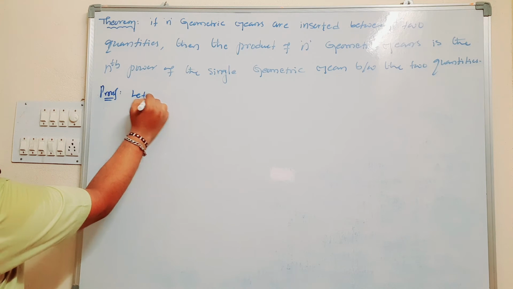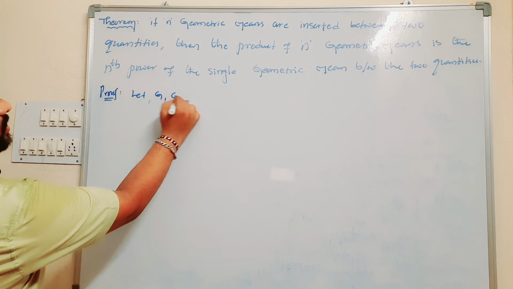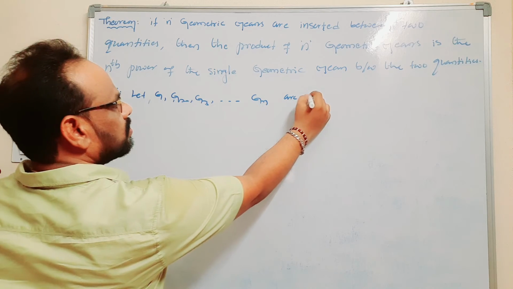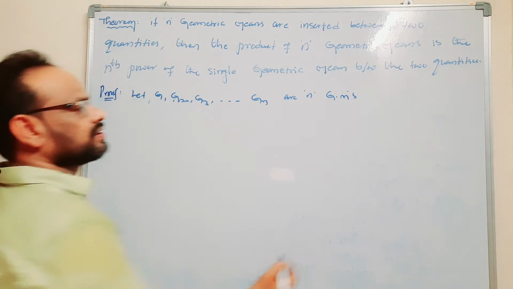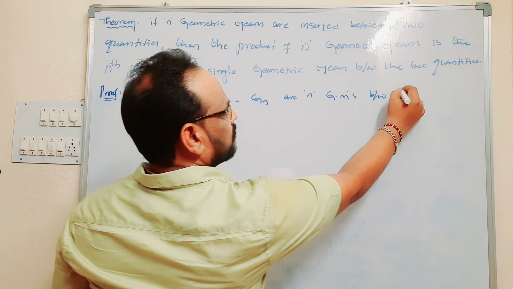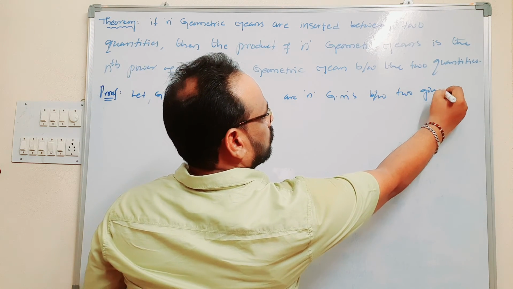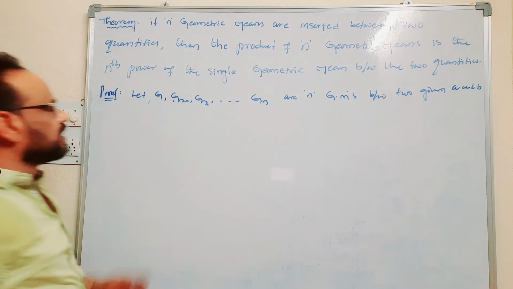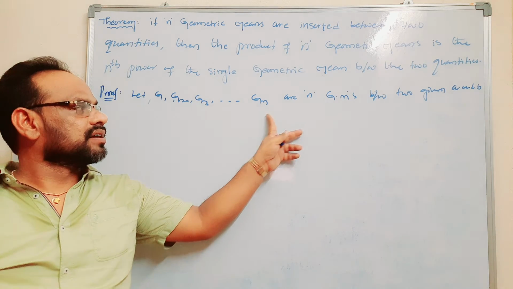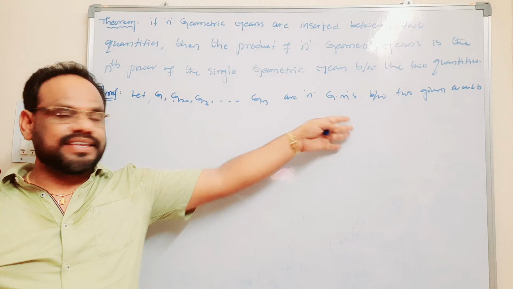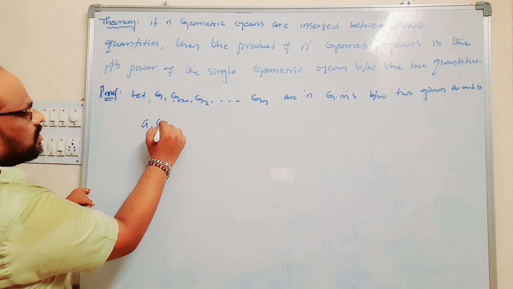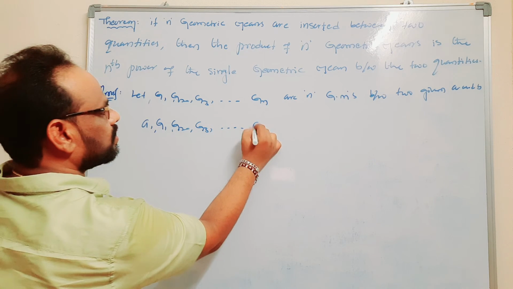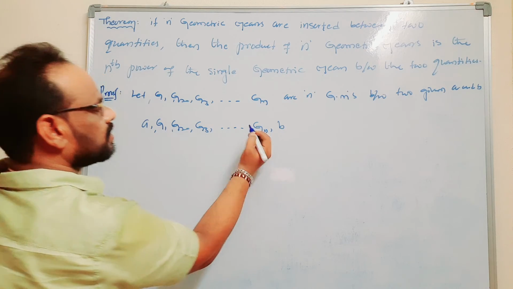Let us assume that G1, G2, G3, and so on, Gn are n GMs between two given quantities A and B. Then A, G1, G2, G3, and so on, Gn, B is a geometric progression.